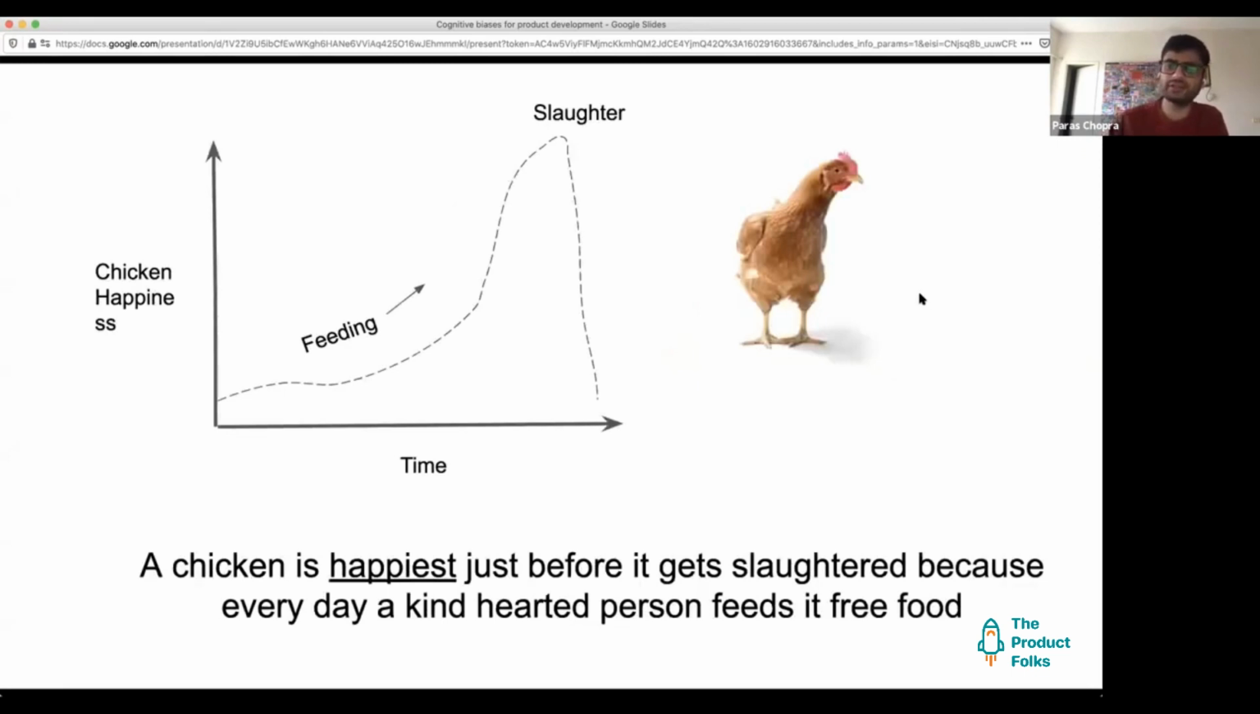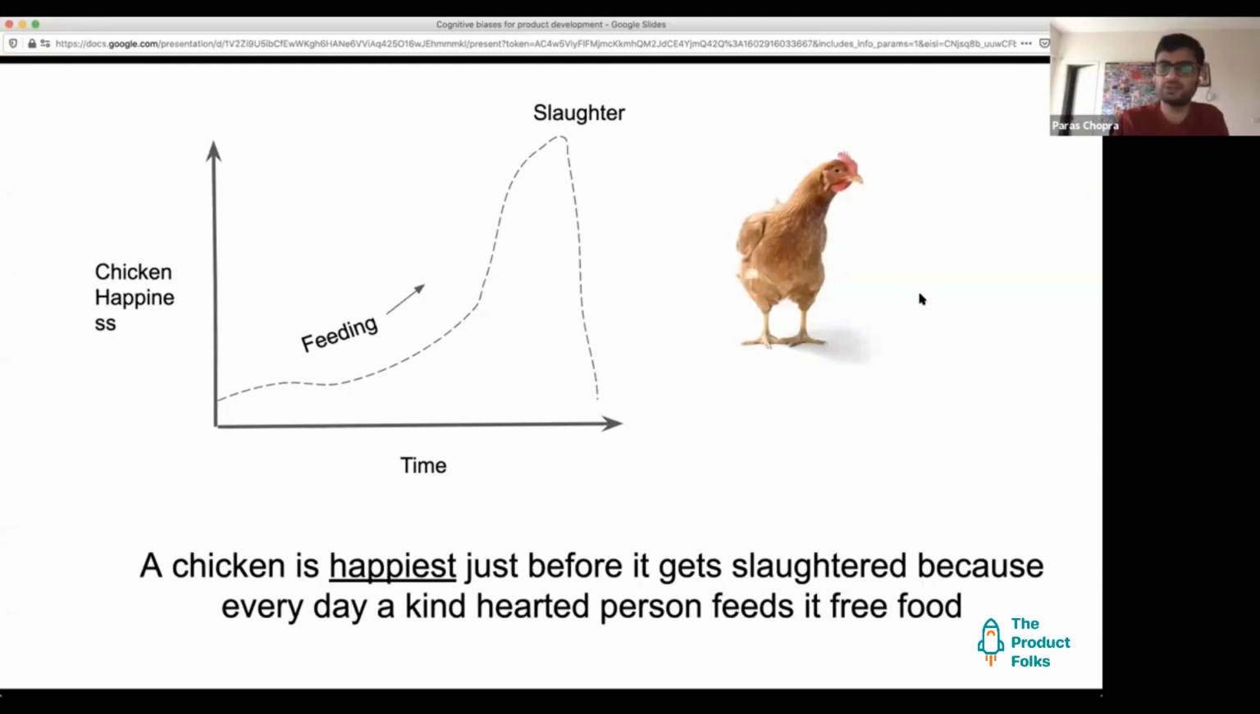Similarly, here is another example, which I'm sure those of you who have read Nassim Taleb's Fooled by Randomness will know. It's a classic example, and that book just made it popular. Imagine you are a chicken who's getting fed every single day. You'll feel happy about this, right? There's someone who's taking care of you. There is someone who's very nice to you. Someone is just feeding you every day.